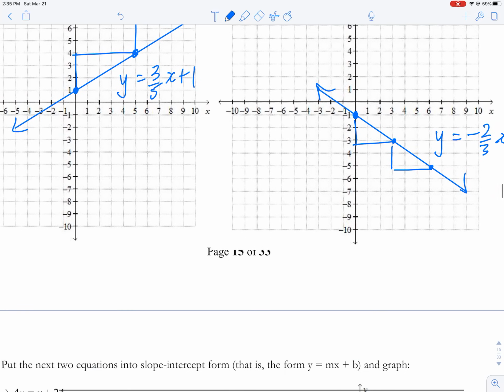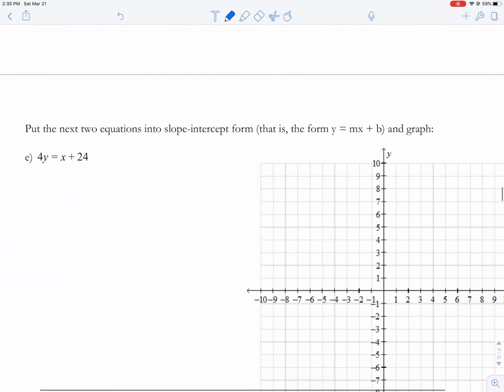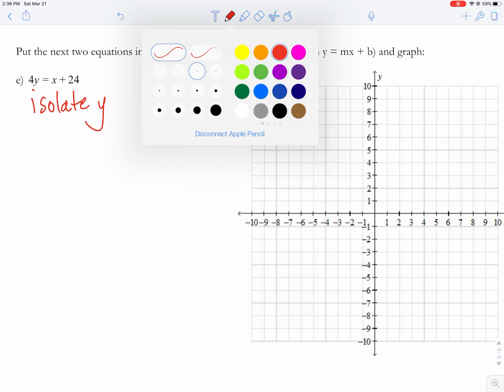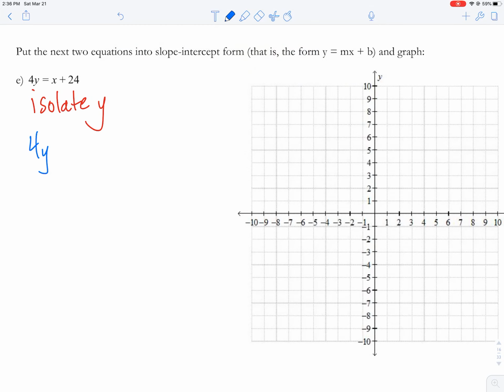So hopefully that's starting to make sense. For the last 2 ones, they don't just give us y equals mx plus b. We're going to have to rewrite them in slope-intercept form. So that means we are going to isolate y. And in this case, I'm just rewriting it because I took over a space that I would need. To get y by itself, it's being multiplied by 4, so I have to divide by 4. If I divide by 4, I have to divide every single term by 4.